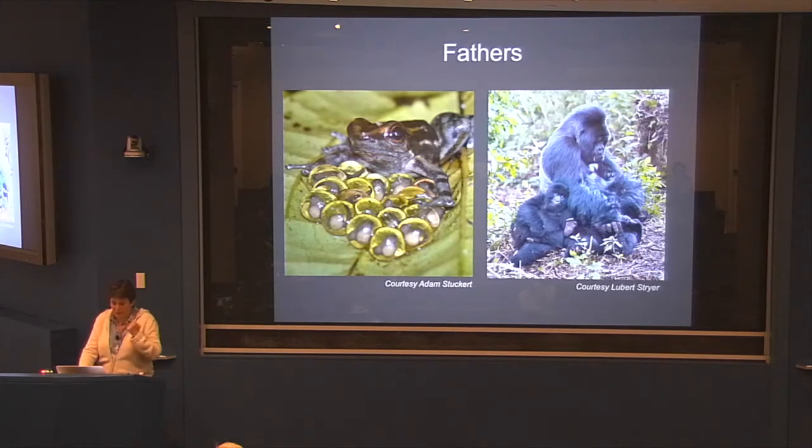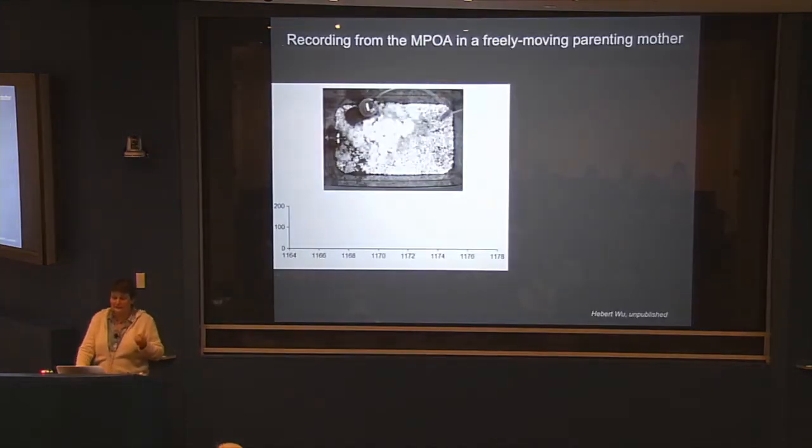This is a very interesting hypothesis because parenting behavior is a lot of different things. It's building a nest, it's retrieving the pups, it's grooming the pups, it's crouching with them. So what regulates all these different behaviors? Maybe it's different populations of galanin neurons that do different things.